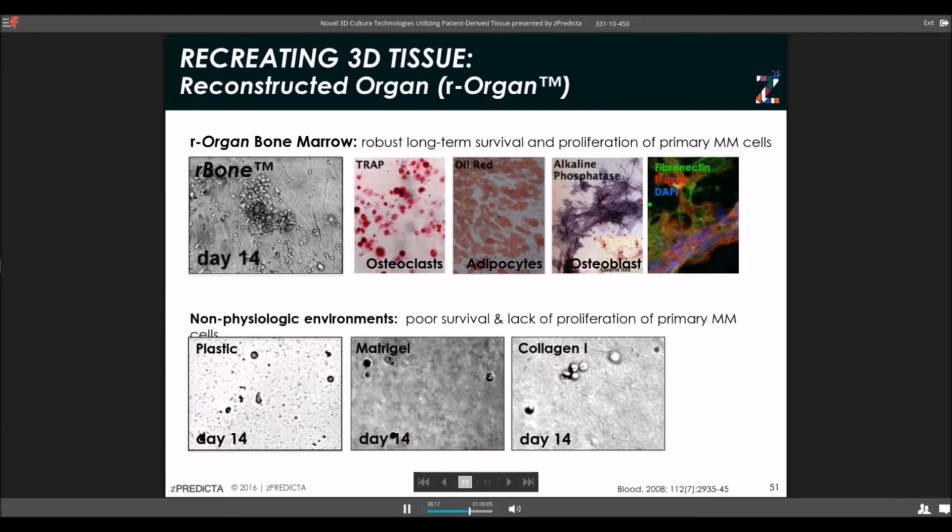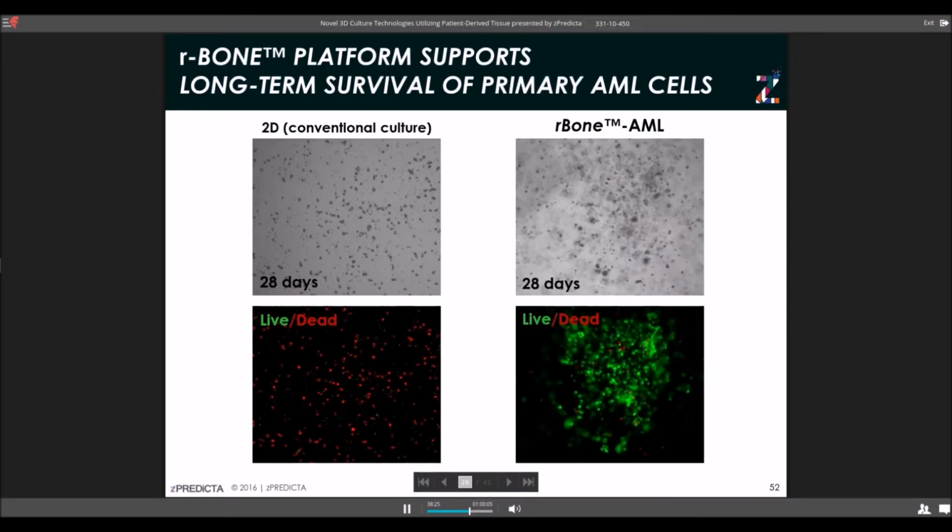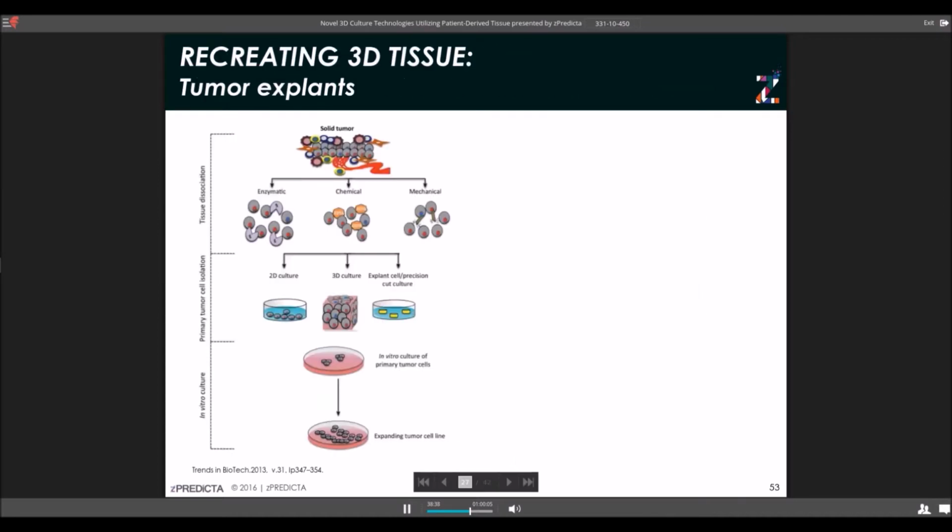And this was not evident using other extracellular matrices, where cells really did not survive. And here's an example of the survival of the AML cells for 28 days in the Arbonne culture, while the cells that are placed just in conventional systems die after a couple of days.